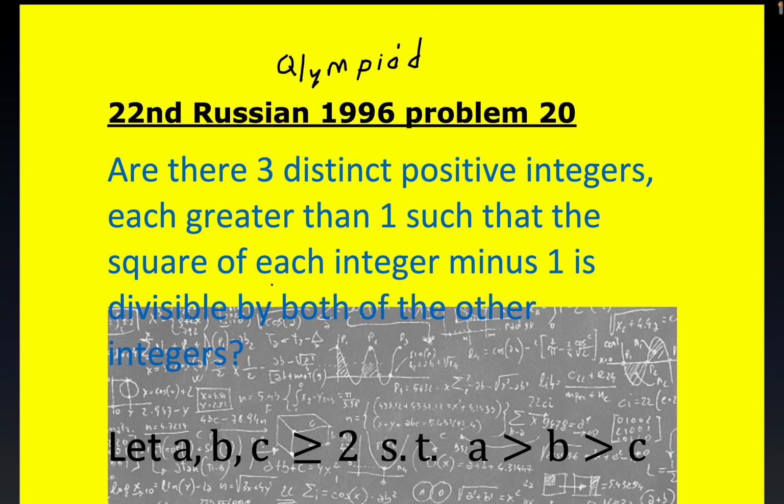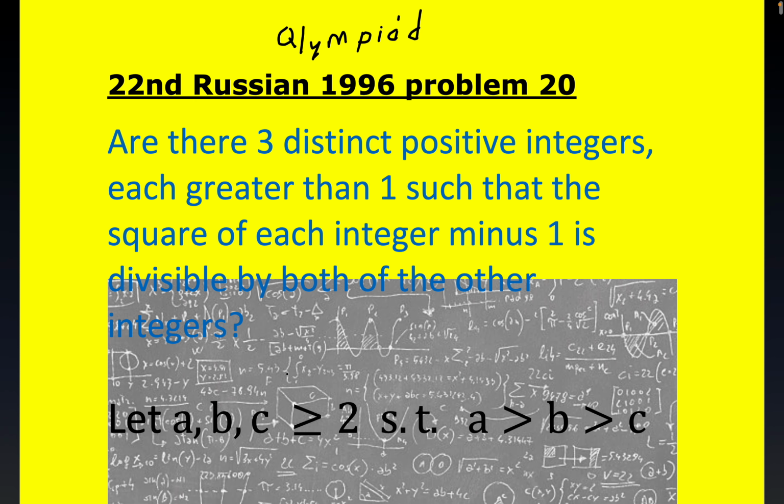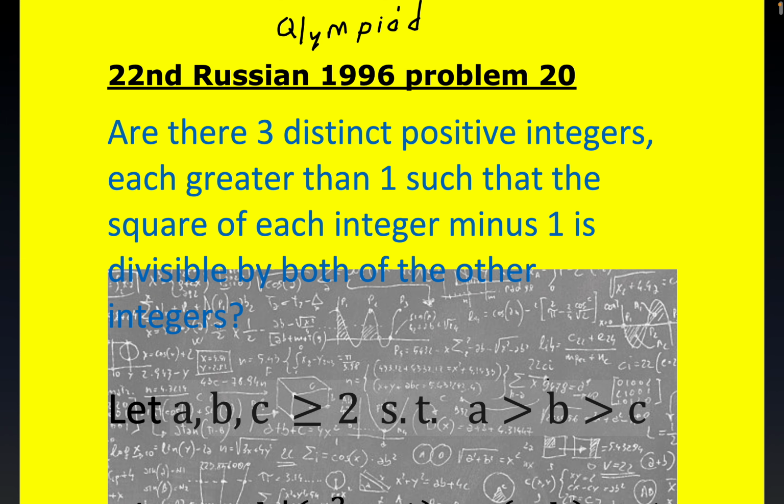Now you can read this statement. It says, are there three distinct positive integers, each greater than 1, such that the square of each integer minus 1 is divisible by both of the other integers? Okay, that's a mouthful, but we can get that translated into mathematics pretty quickly. And we can do the standard without loss of generality down here. Since they're distinct, we can order them and say A is larger than B, B is larger than C. So WLOG, the infamous without loss of generality. That restriction doesn't interfere with the generality of the result or the truth of the result.